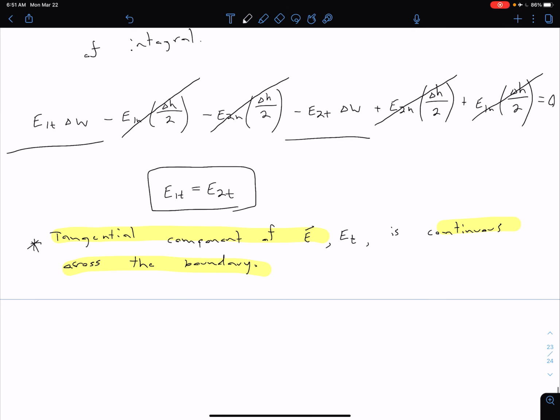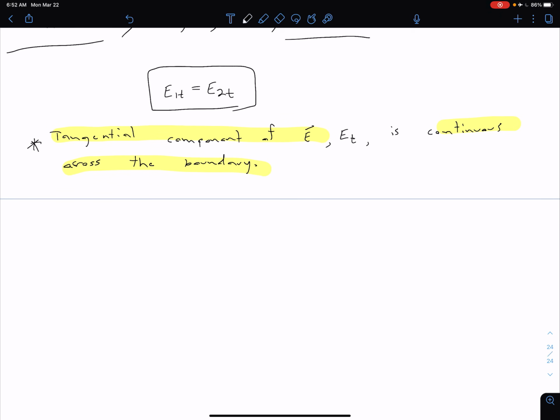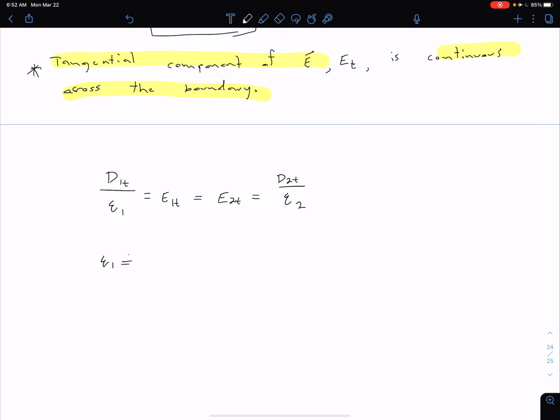All right, so we could also talk about what this means for our electric flux density. So of course, remember our electric flux density is equal to our E times epsilon. So we could say our D1t divided by epsilon 1 is equal to our electric field 1t. And so we know electric field 1t is equal to electric field 2t. So our tangential components of electric field are equal, and our electric field 2t is equal to D2t divided by epsilon 2. So from this relationship, of course, we know that our epsilon 1 is not equal to epsilon 2 in this case. So that means that the tangential component of our electric flux density, D sub t, is discontinuous across the interface.